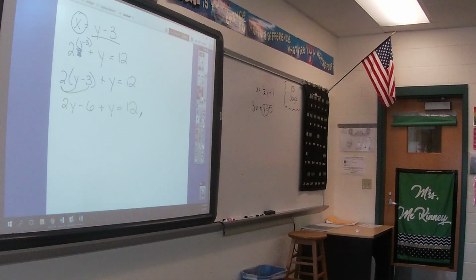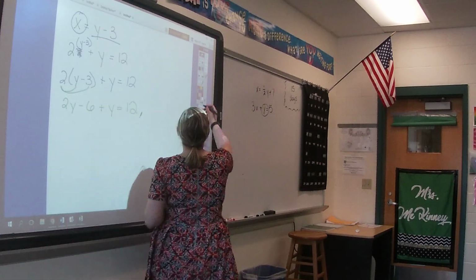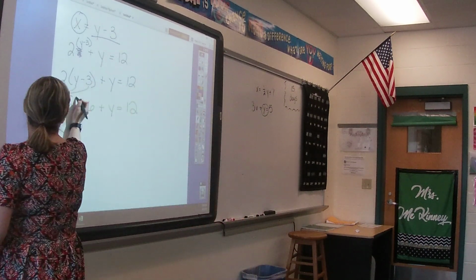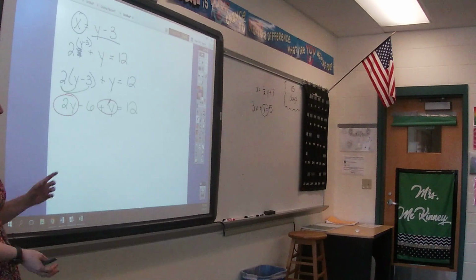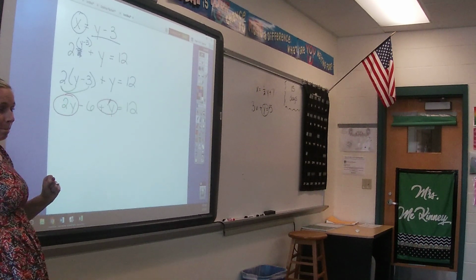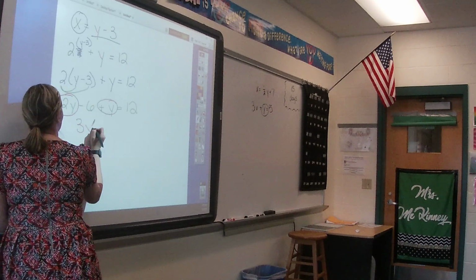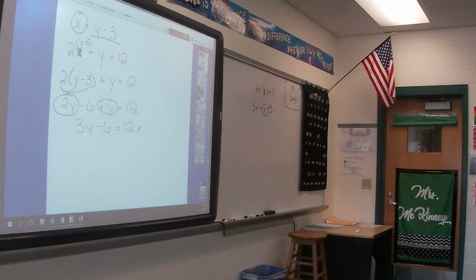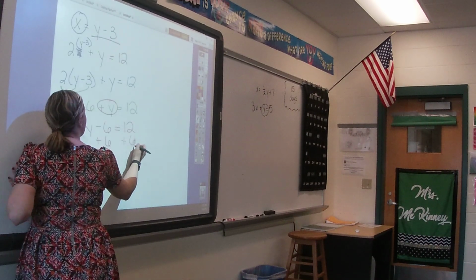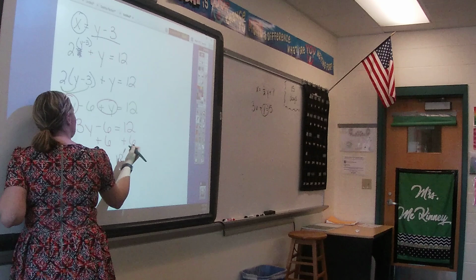Are there like terms we need to combine? Yes. So we need to get these variables together, right? Are these variables on the same side of the equal sign or on opposite sides of the equal sign? Same side. Okay, so same side of the equal sign, same sign to get them together. 2y plus a y is what? 3y. Add 6 and 12. Now we're just going to start solving, right? So we add 6. 3y equals 18.